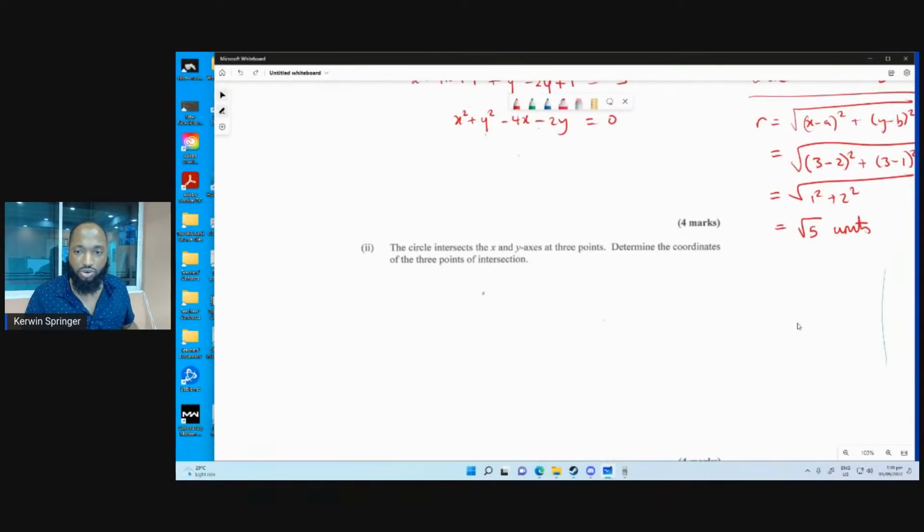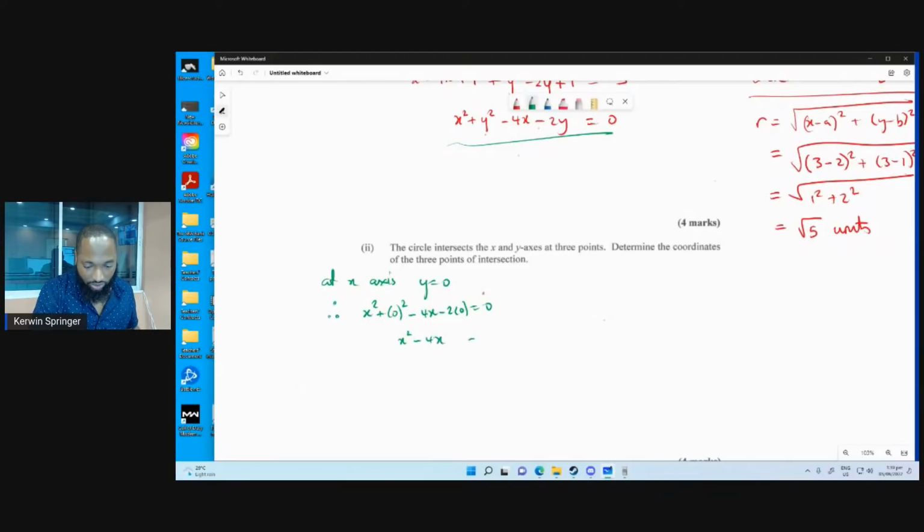All right, so how do we determine the coordinates of intersection? At the x-axis, y is equal to 0. So therefore, this thing here will change into x squared plus 0 squared minus 4x minus 2 times 0 is equal to 0. So you'll have x squared minus 4x is equal to 0. x times (x minus 4) is equal to 0. So either x is 0 or x is 4.